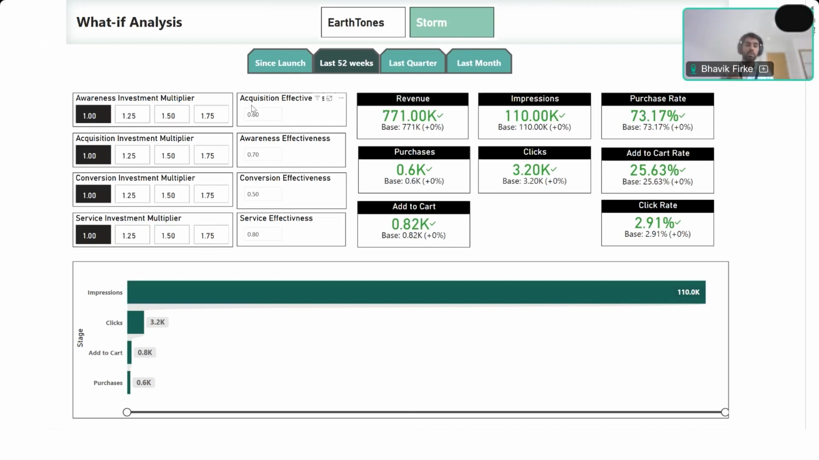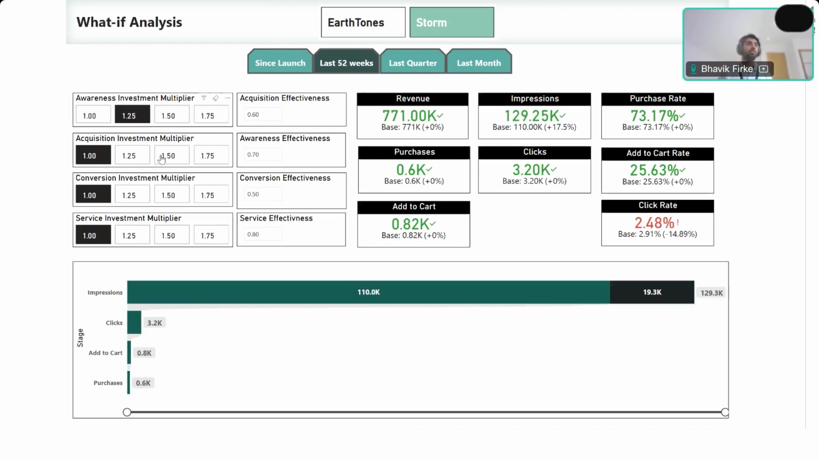This approach allows us to realistically project how incremental marketing investments could impact revenue rather than assuming a simple linear increase. I'll showcase the simulation tool now. Let's assume we increase the investment multiplier for awareness to 1.25. This would mean you're increasing your awareness investment by 25%.